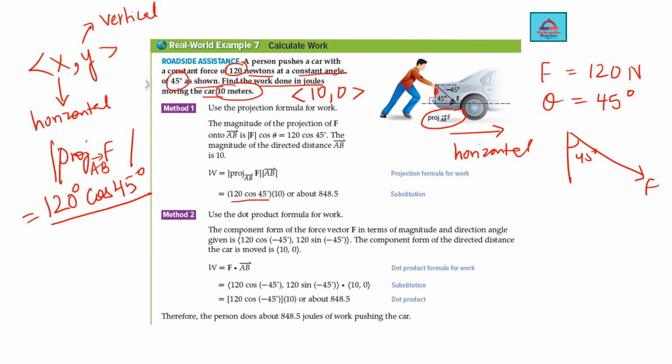I hope this point is clear. Because we are just taking horizontally, there's no vertical component, so the projection would have this value. Now you are going to multiply the projection. The same thing is written here. Use the projection formula for work.